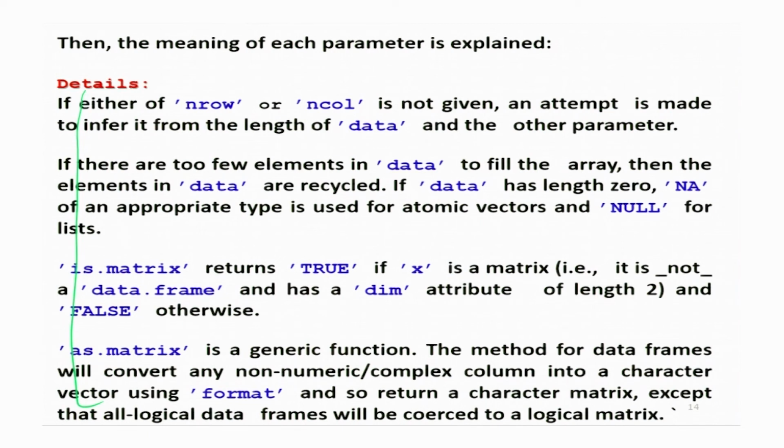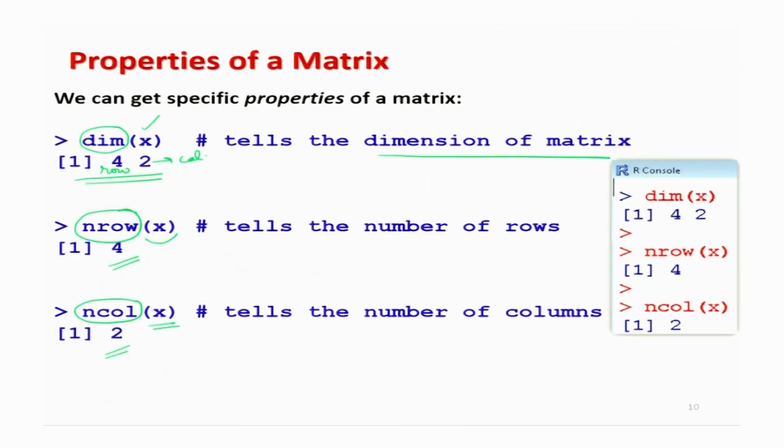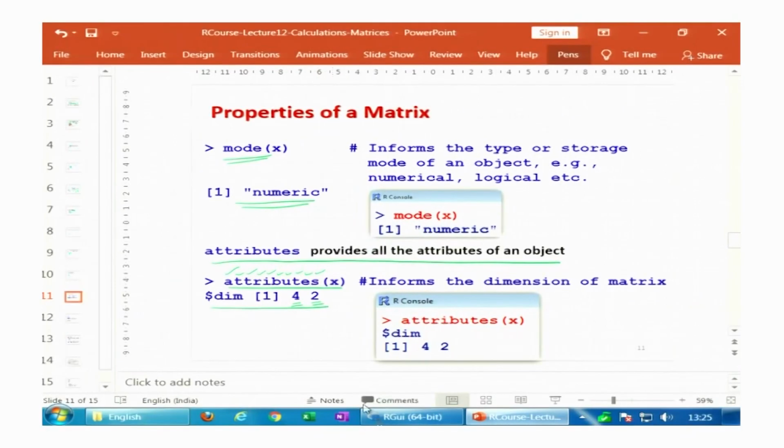I have already explained the concept of is and as. For example, if you use the command is.matrix, it will simply show you whether the variable is in the format of a matrix or not, and in case you want to convert any number into a matrix, then you have to use as.matrix. So, all these things are there. I would request you to look into this help menu and read it, and I will try to show you these things on the R console: dimension, nrow, ncol, and mode, attributes. So, let me show you these things on the R console.